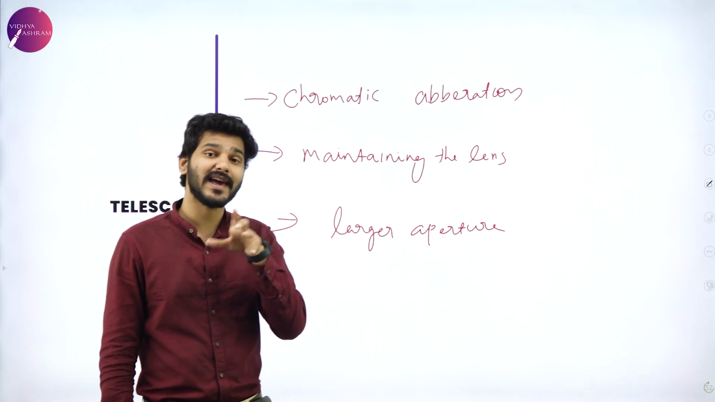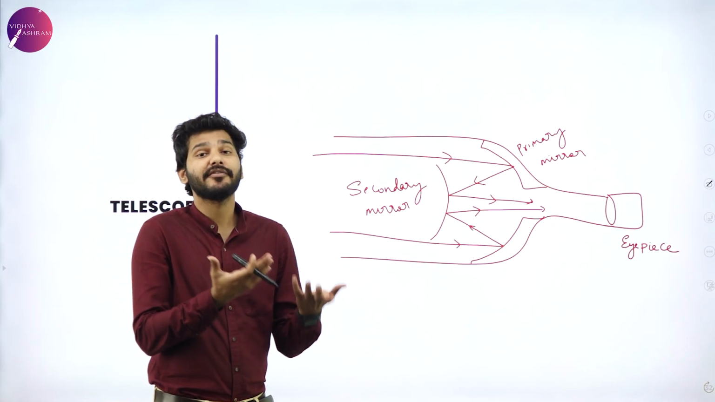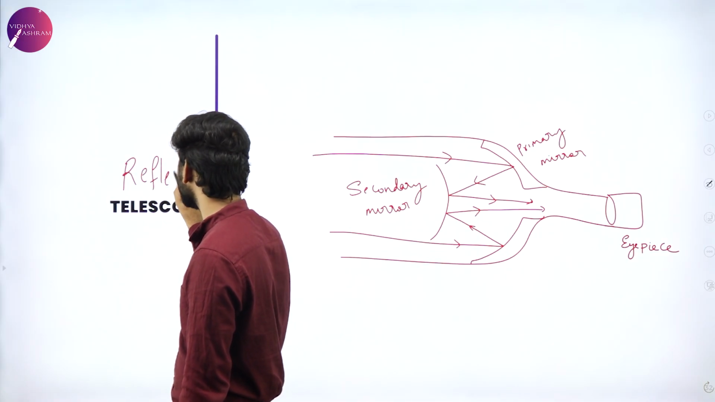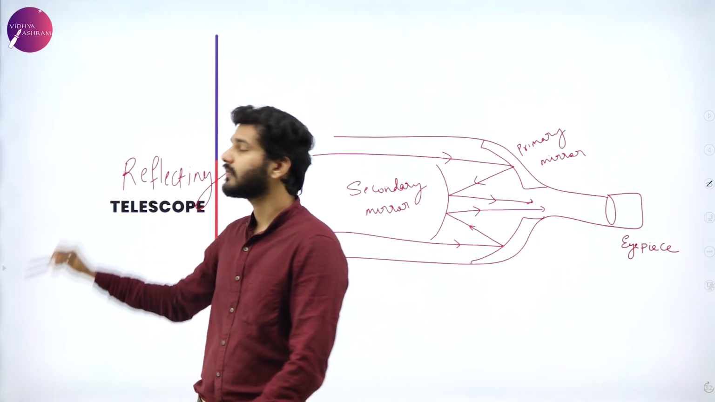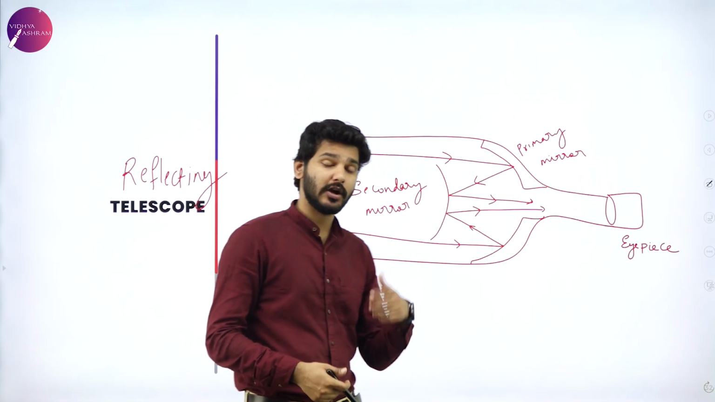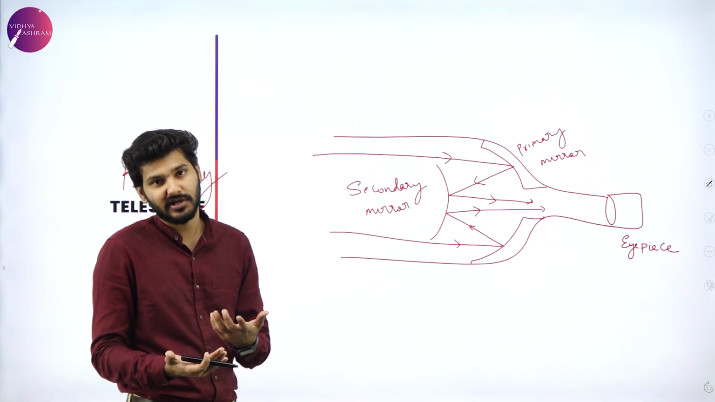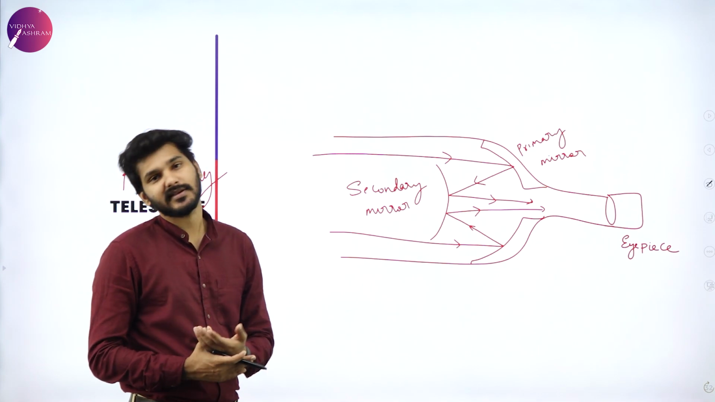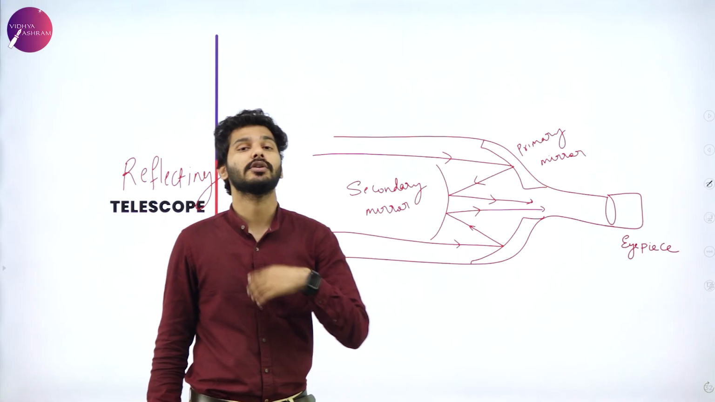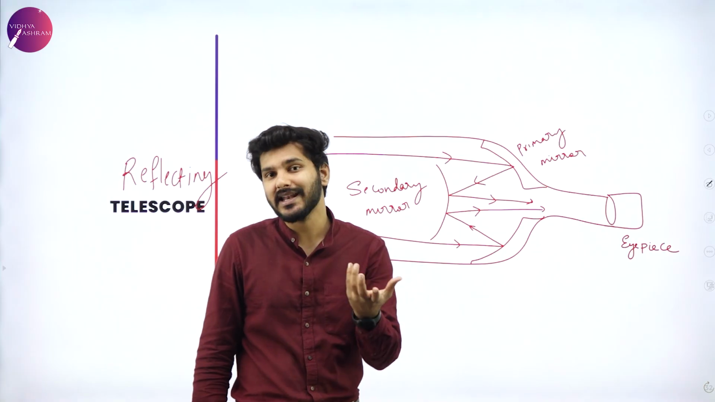But if you use a reflecting telescope, you can avoid that. If you are using a reflecting telescope instead of a refracting telescope, then automatically you can fix all the disadvantages of that particular telescope. It fixes not only chromatic aberration, but also spherical aberration, which is because of the shape and size of the lens. Now here you can see that it uses reflection in order to work. This type of telescope is also known as a Cassegrain telescope.